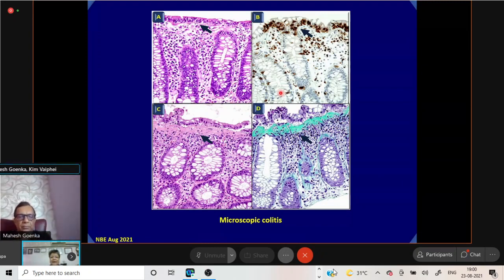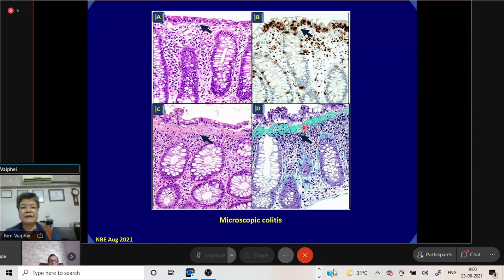I'll go fast. Masson's trichrome stain, yeah, characteristic. These are usually CD3. So these are all T cells, the intraepithelial lymphocytes.